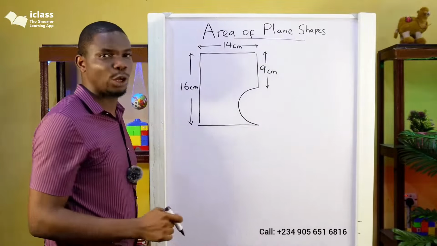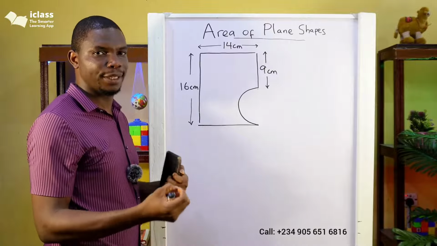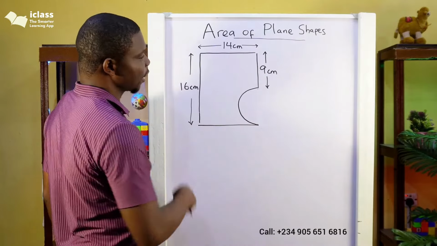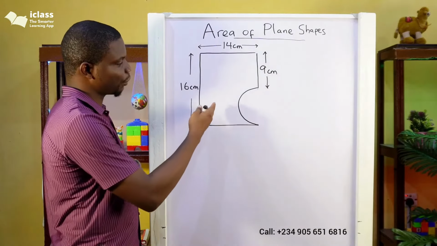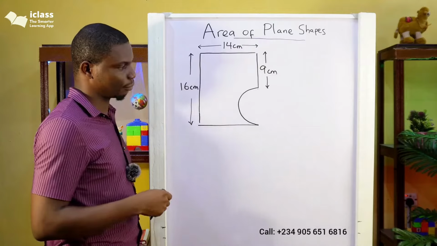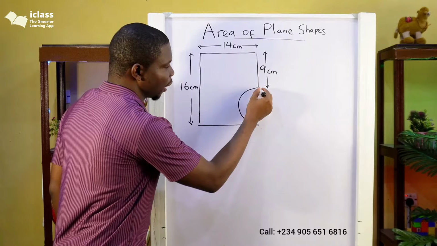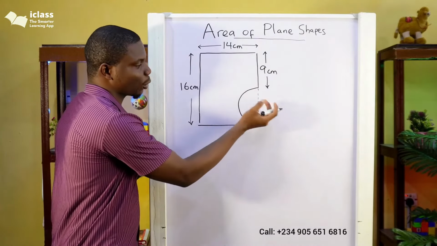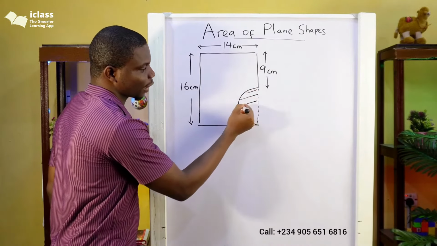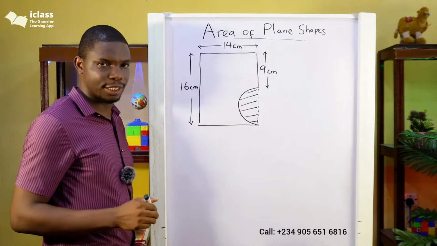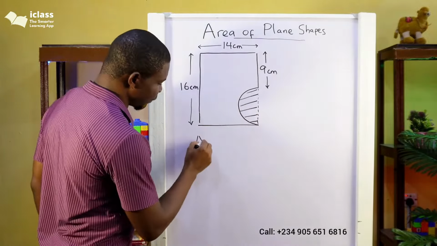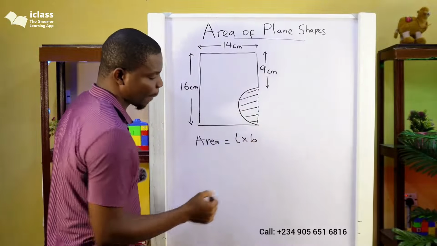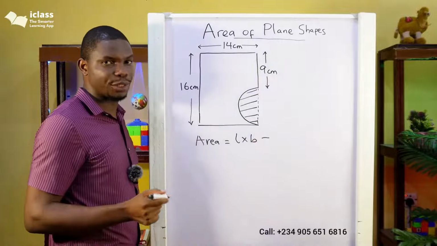Shapes like this are called compound shapes, where we combine simple shapes to form other types of shape. All right, so how do you get the area of this compound shape? What we are going to do is to find the area of the rectangle and then subtract the area of the semicircle. Is that clear? So it will be the area of the rectangle, which is length times breadth, right? Minus the area of the semicircle.